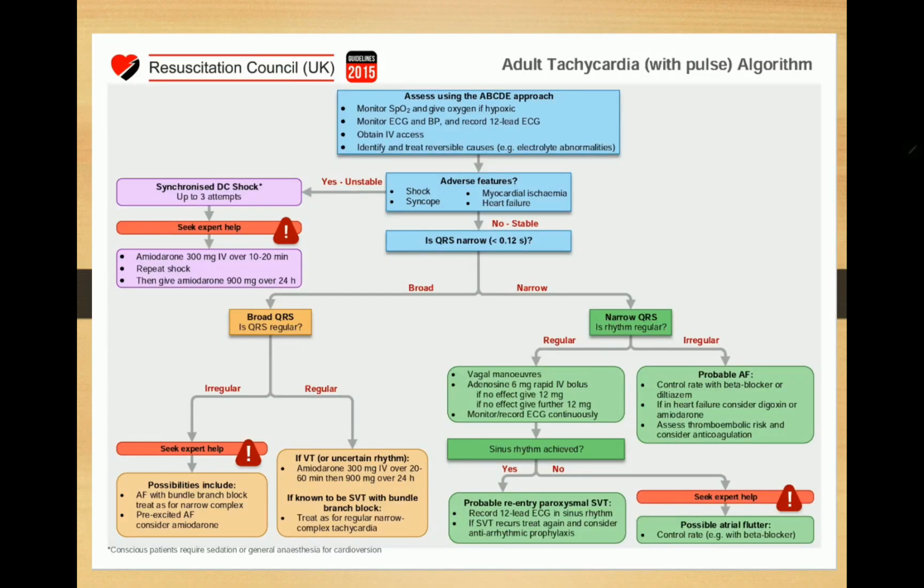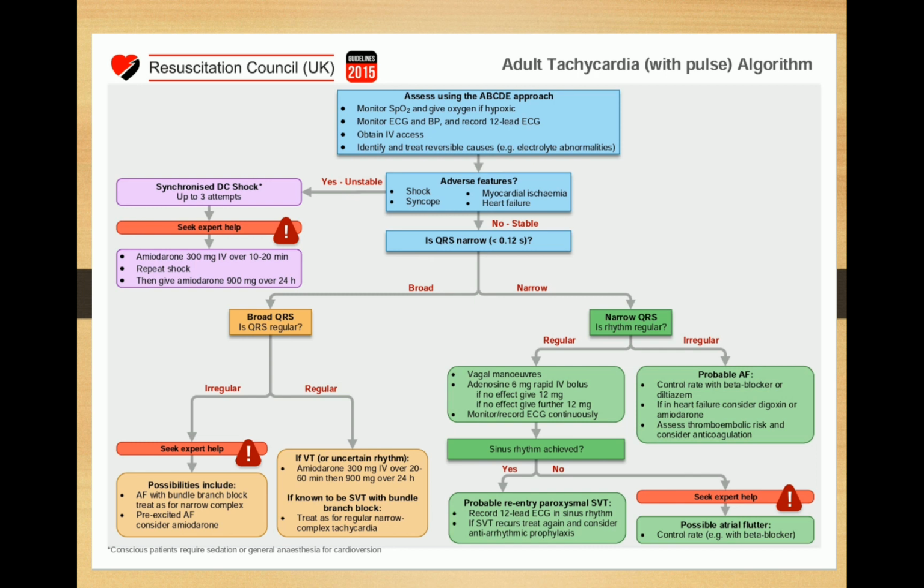So all of the previous parts to this discussion were basically aimed at trying to understand the basic concepts that will help us in simplifying this algorithm. This is the Adult Tachycardia Resuscitation Council UK algorithm. So let's start with this algorithm. Suppose we have got a patient who has got tachycardia.